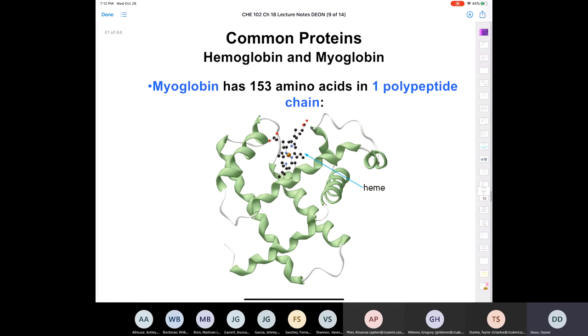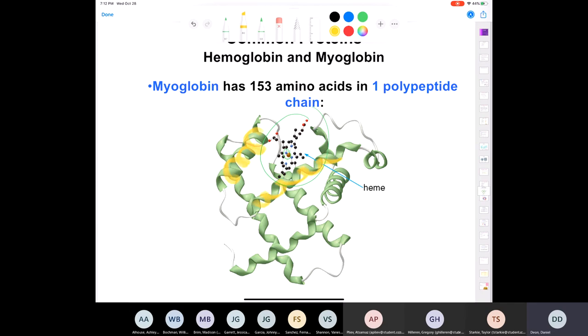Here again is the ribbon diagram of myoglobin. You can see it's got 153 amino acids all together. So that's a lot of amino acids that have to be put together to make this one protein. And here's the heme unit on the inside, and here's the iron atom right there. What do you see in this structure? It's a ribbon diagram, but wherever they have these curls in it, those are alpha helices. They're shown explicitly. And where you don't have those, there's the amino acids linked together, but there's no secondary structure there.